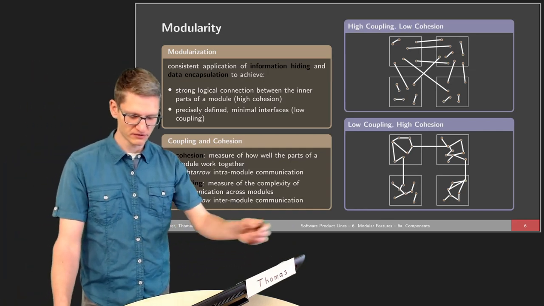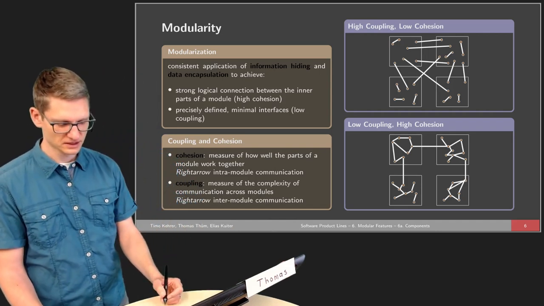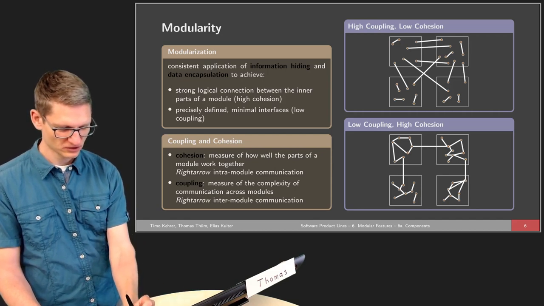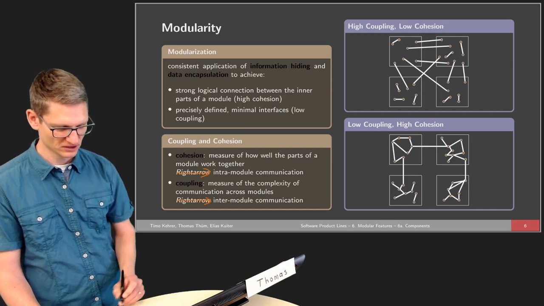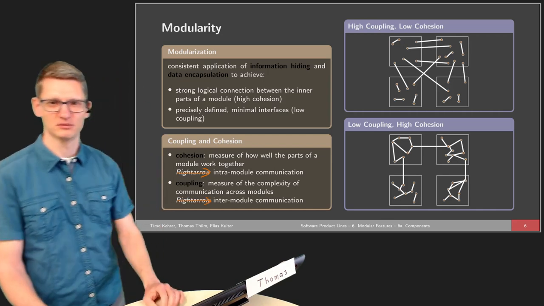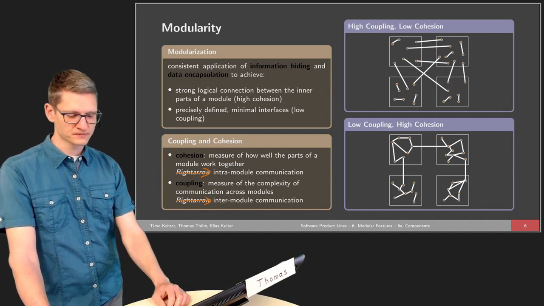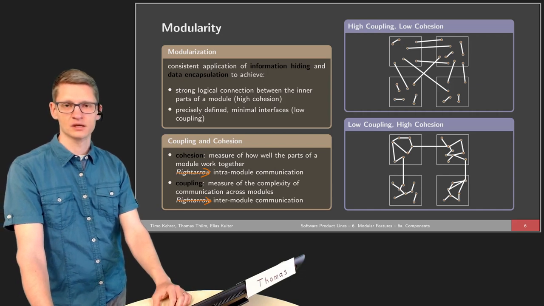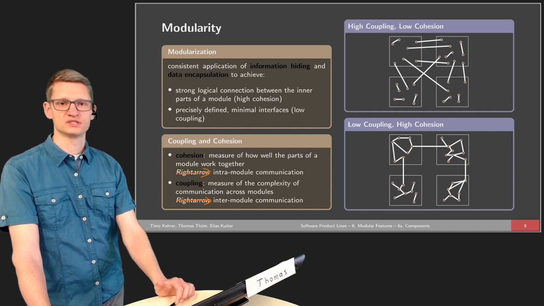Let me define the terms cohesion and coupling, and we still have a small problem here in the code. This is supposed to be a LaTeX error, so people who are aware of LaTeX might be able to parse this on their own. Cohesion is how well the parts of a module work together, and it is about the communication within a module.